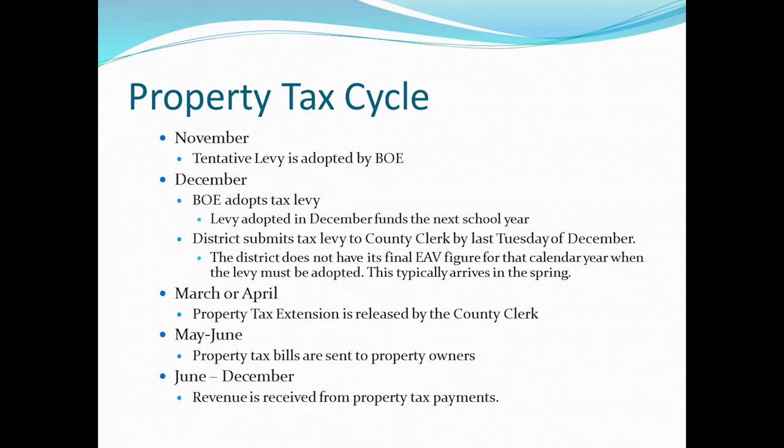In March or April, we actually find out how much money we will get from our taxes when the property tax extension is released by the county clerk. Then May to June is when the property tax bills are sent to property owners. And from June through December is when we actually get our tax payments. Our two biggest ones come in June and September, and those typically coincide with when your tax bills are due.